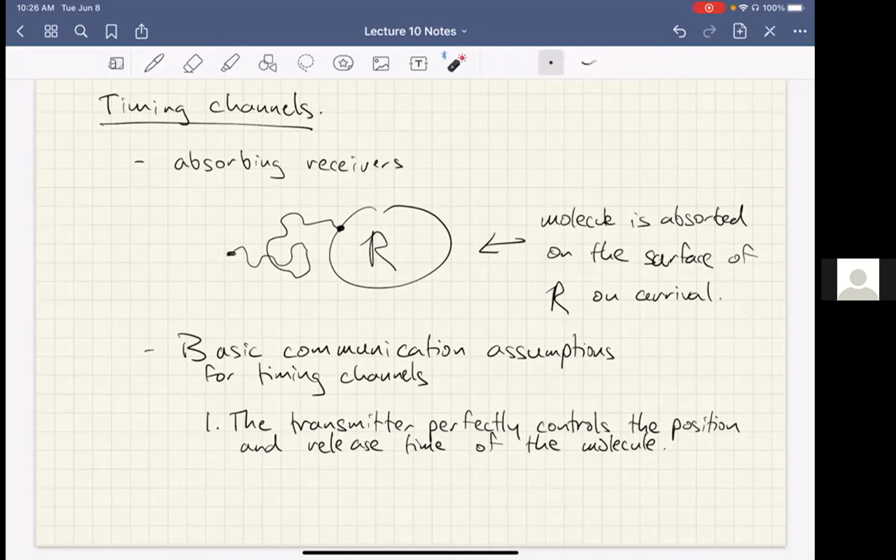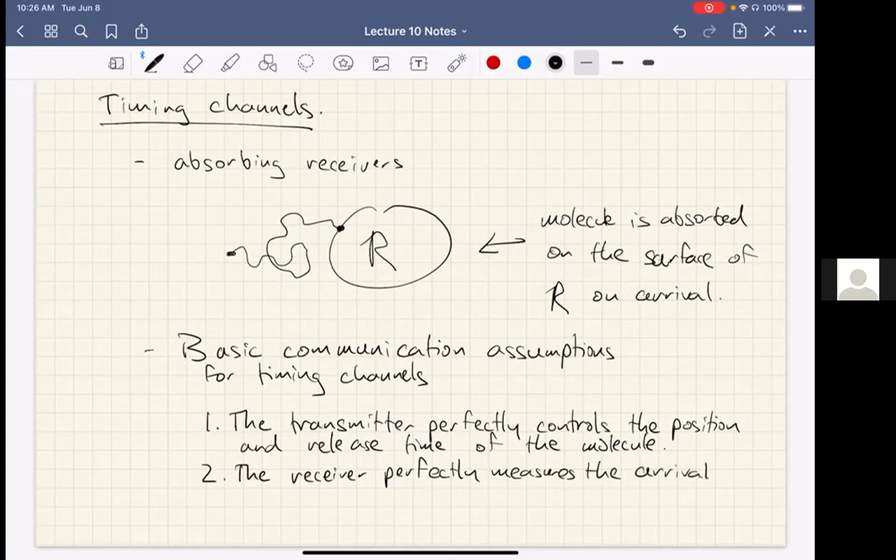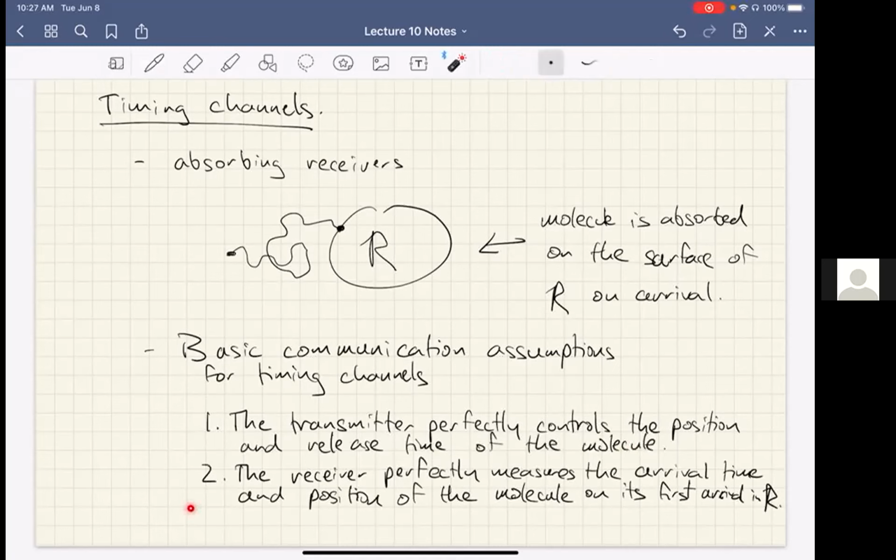In other words, if you think about how the transmitter works, this basically means the transmitter works perfectly. Second, the receiver perfectly measures the arrival time and position of the molecule on its first arrival in R. So again, this assumption basically means the receiver works perfectly.